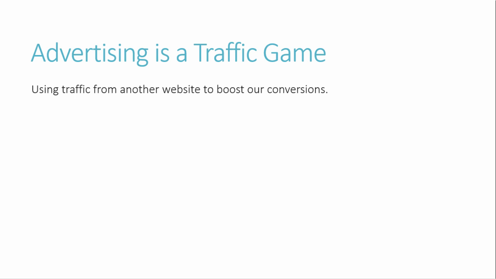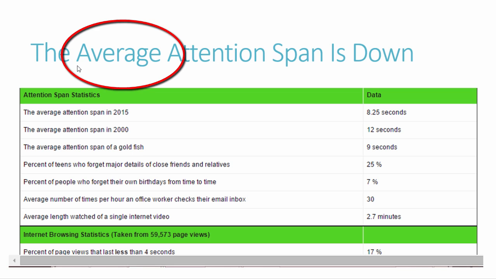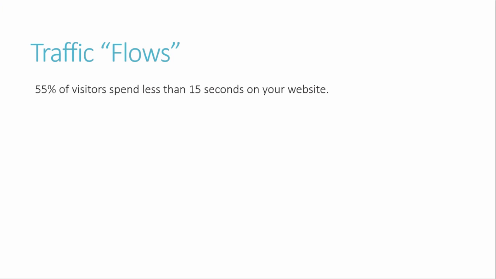Next thing, the average attention span of the average person is down year over year. Just looking at the attention span statistics, the average attention span in 2015 is 8.25 seconds versus 12 seconds just 15 years ago. And note this, internet browsing statistics: the percent of page views that last less than 4 seconds is 17%. So 17% of page views, or when a user views a page, is less than 4 seconds. That's a very short amount of time to capture their attention and get them interested and wanting to purchase what you offer on your website.